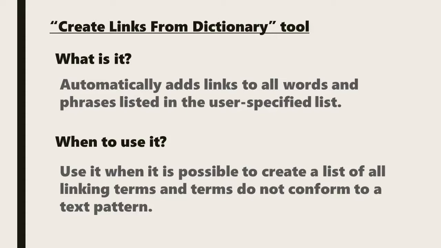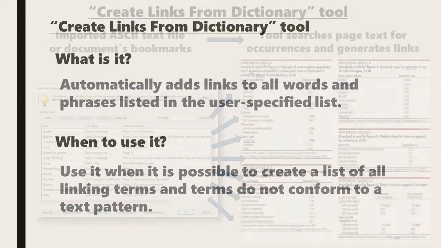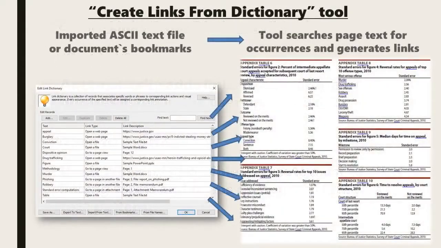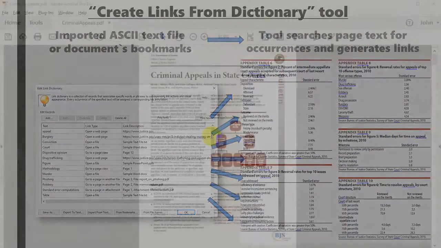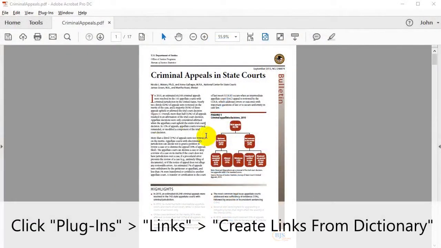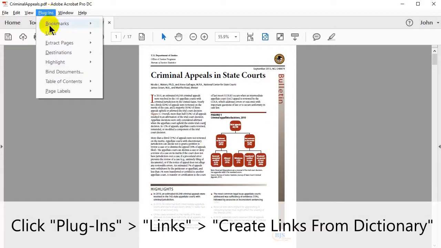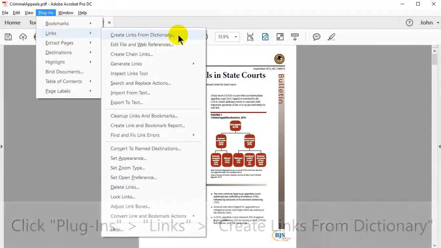We would use it when it's possible to create a list of all linking terms and terms that do not conform to a text pattern. This example shows how you can import an ASCII text file or use a document's bookmarks. The tool searches the page text for occurrences of this data and generates links. To use the tool, click Plugins, then Links, then Create Links from Dictionary.